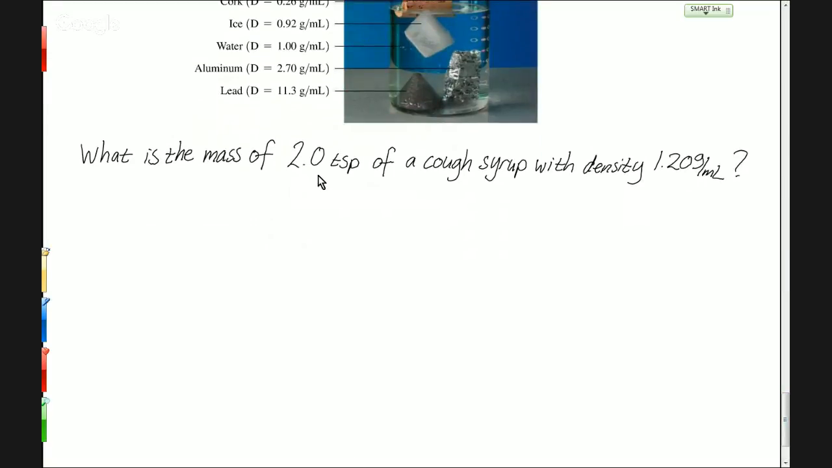So we've got this cough syrup, we've got 2 teaspoons of it, and we're given its density as 1.2 grams per milliliter. We need some more information too. We talked about this on Tuesday, but you don't need to remember it necessarily. There are 5 milliliters in 1 teaspoon.